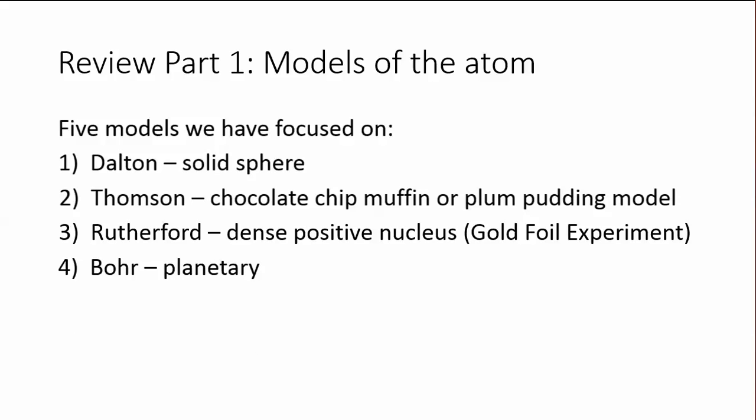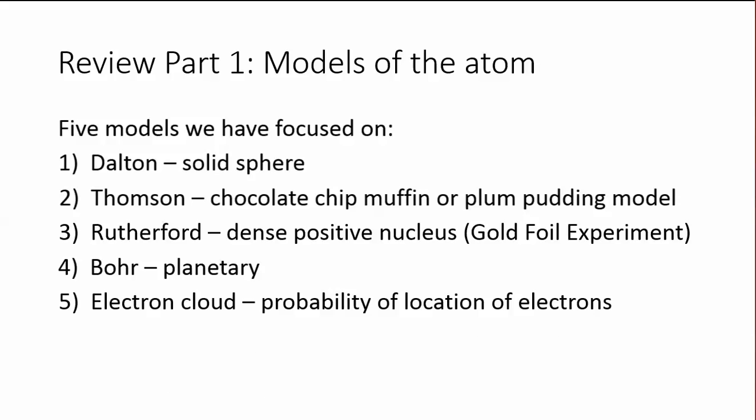Bohr had the planetary model. And then lastly, the more modern model of the atom, which was the electron cloud. And this sort of told us a probability of where we would find the electrons outside of the nucleus.